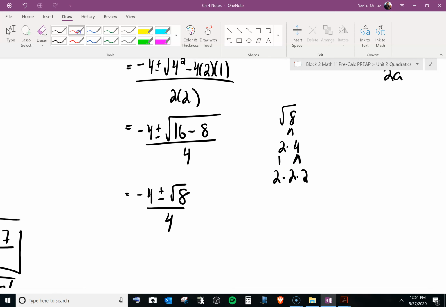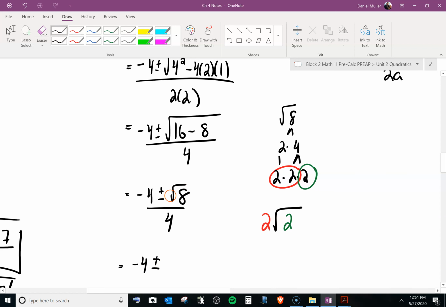So we did this in grade 9 and grade 10. I can take a pair of 2s out, so I'll take that out, and I'm left over with just a 2 on the inside. So your leftovers go on the inside, and your pairs go on the outside. So I have a pair of 2s. I don't write 2 times 2, I just write one, so I wrote a 2. So I guess what I have is negative 4 plus or minus.